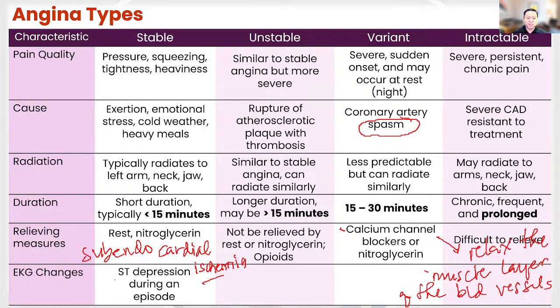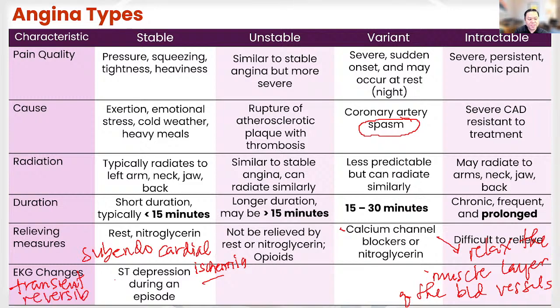ST depression during the acute episode simply means that there is that lack of blood supply into the innermost layer of the heart muscle, subendocardial ischemia. Now, take note, guys, that this ischemia is reversible. This is transient, okay? Temporary, reversible.